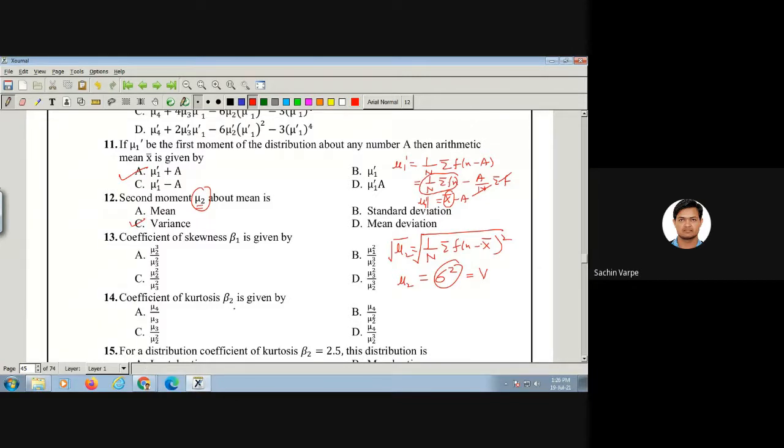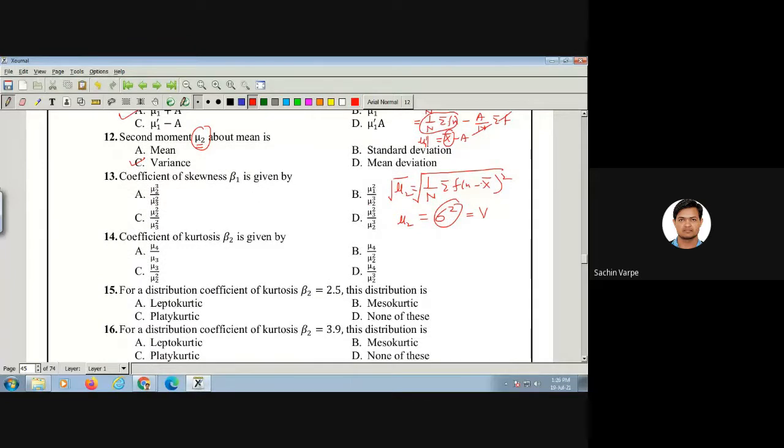We have to play with the options like this. So the coefficient of skewness we have been asked. What is the coefficient of skewness formula? Beta 1 is mu3 square upon mu2 cube. Beta 2, the coefficient of kurtosis, is mu4 upon mu2 square. So this is the correct option: mu3 square upon mu2 cube. And what will beta 2 be? mu4 upon mu2 square.